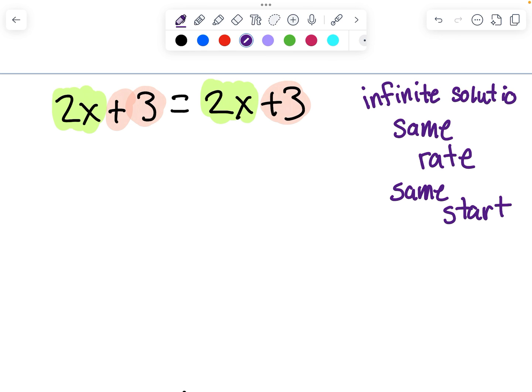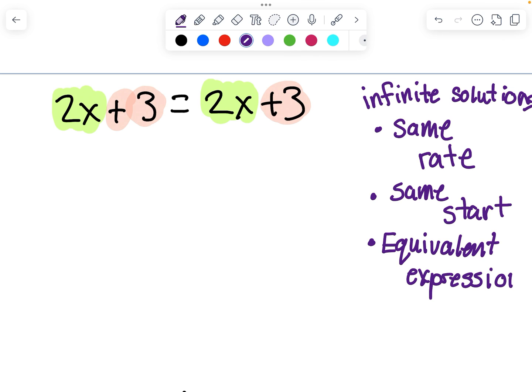You'll also notice that these are the exact same problem. So same rate, same start, or another way of thinking of it is they are equivalent expressions. If we were to solve for this one, I can start by subtracting 2x, and I would end up with 3 equals 3. This is true, and just because they equal each other, that's another way we can tell that they have infinite solutions.